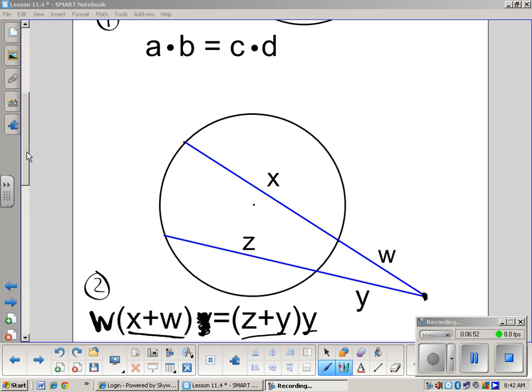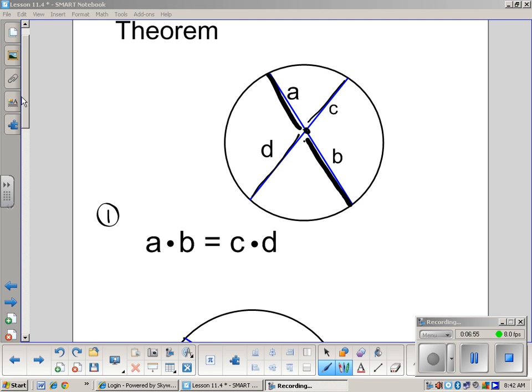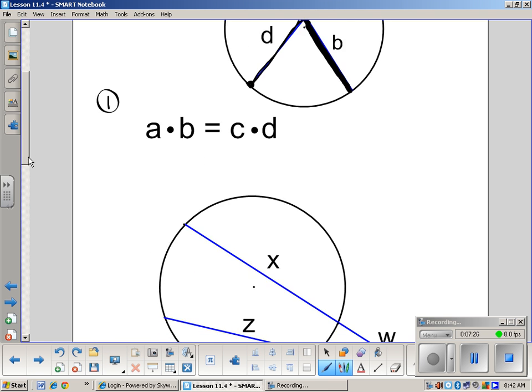Let's go back up. I want to look at this one more time. You notice that this point right here is where the secants intersect, right? And so D represents the distance from the intersection to the circle. B represents the distance from the intersection to the circle. C represents the distance from the intersection to the circle. And A represents the distance from this intersection to the circle. And so each of those segments represents the distance from the intersection to the circle.